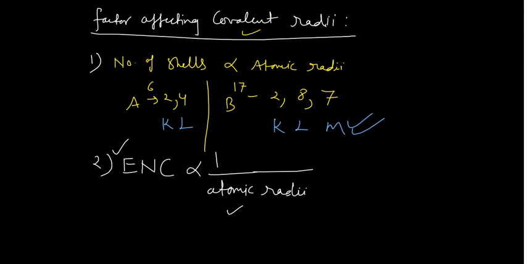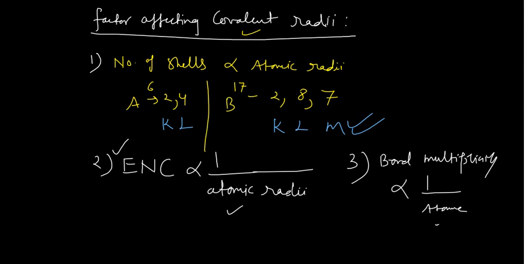This is something very important. And the third point, which is another very important point, is bond multiplicity. Bond multiplicity is inversely proportional to the atomic radii. Okay, what is the meaning of that?